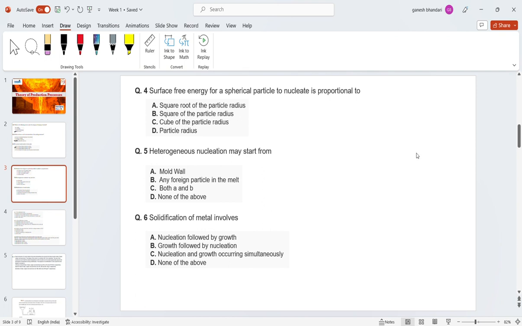Now, if we go to question number 6, the solidification of metal involves: A, nucleation followed by growth; B, growth followed by nucleation; C, nucleation and growth occur simultaneously; or D, none of the above.